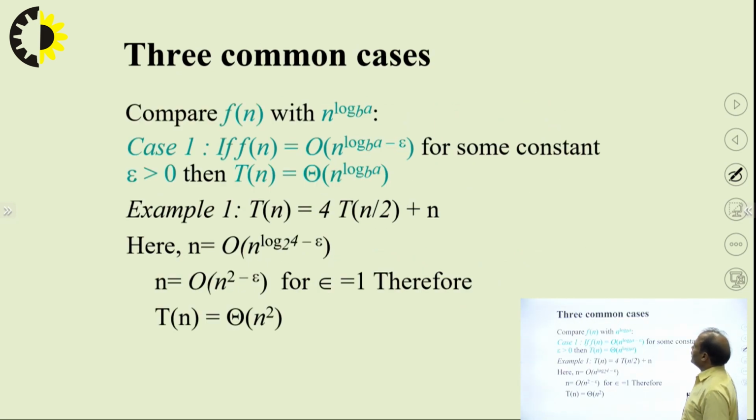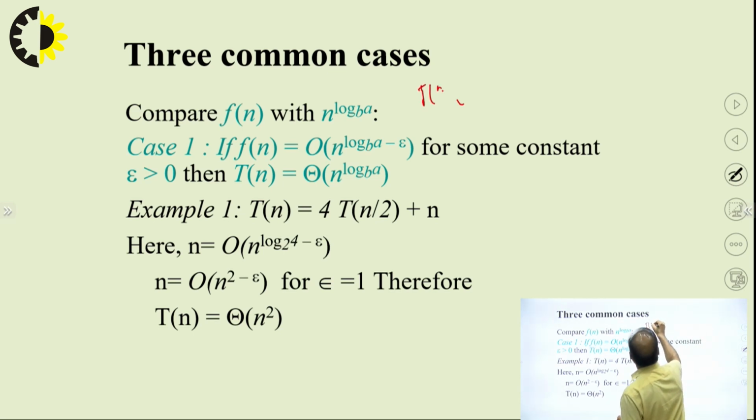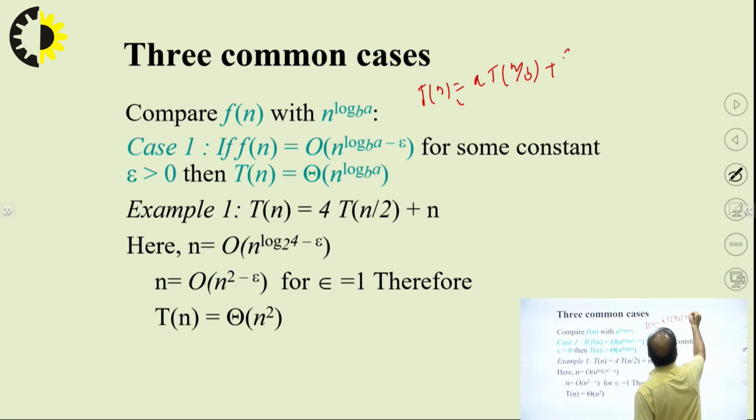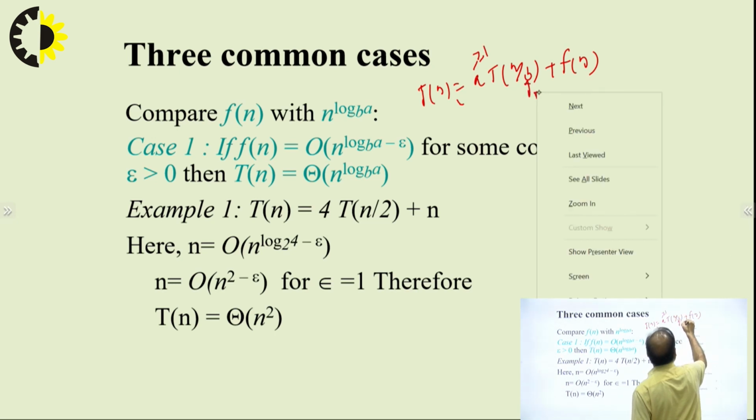There are three cases of the master method: case 1, case 2 and case 3. If we see the master method, Tn is a Tn by b plus fn, where a is greater than or equal to 1 and b is greater than 1.